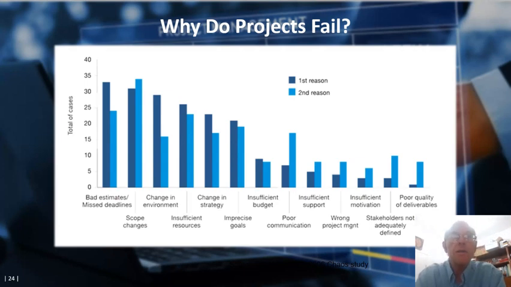The Chaos study tries to identify the major reasons for project failure, and there is a list of factors contributing to project failure. It is interesting to note that the 3 leading factors are all a result of uncertainty. These are poor estimates that lead to missed deadlines, the difficulty to define exactly the project scope upfront, and the unexpected changes in the environment that impact the project and its outcome.